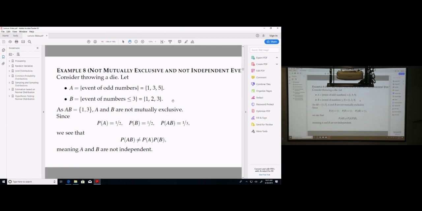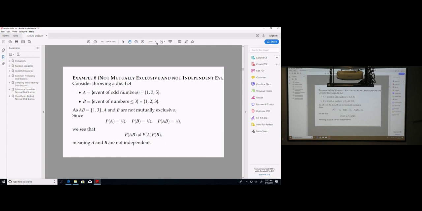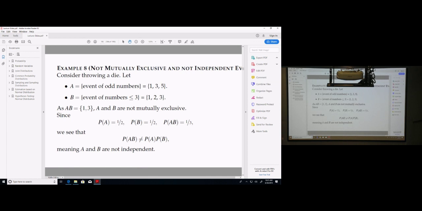Consider throwing a dice. Now, the two events we are interested in are the event of getting an odd number, and the event of getting a small number. A small number here means less than or equal to 3. Because of the dice, the probability of each of the single events is equal to half.